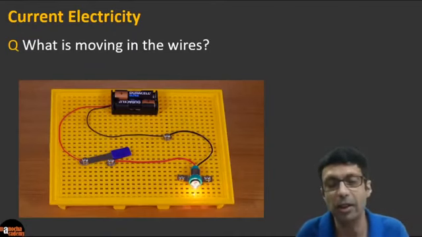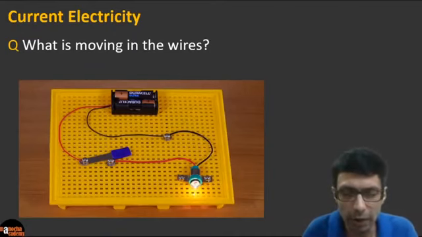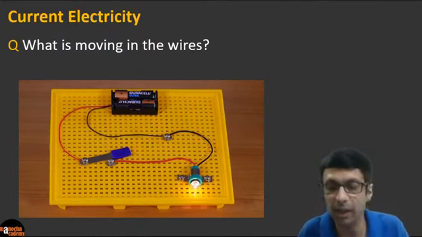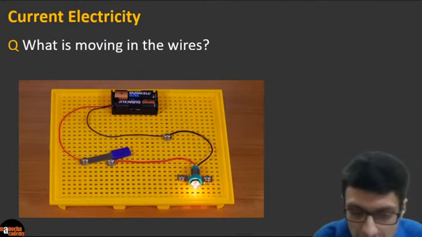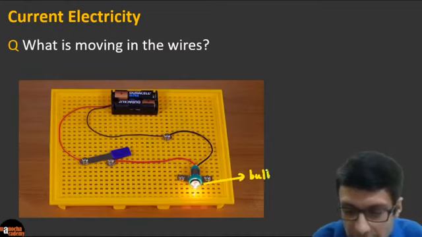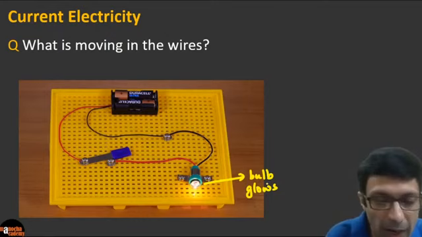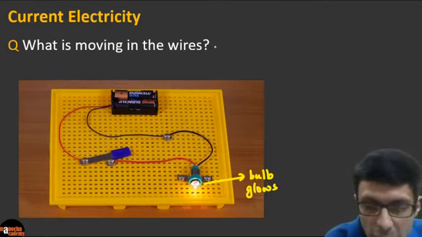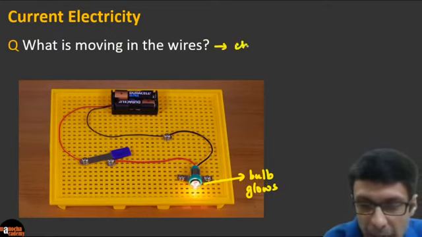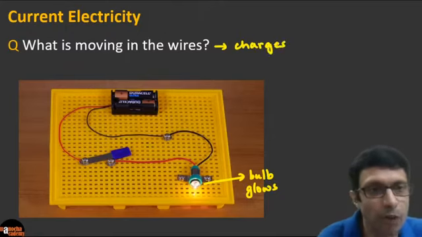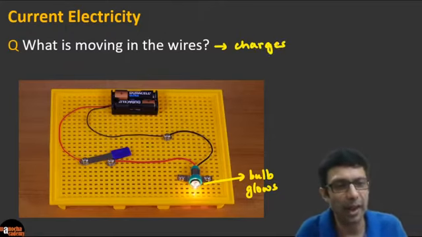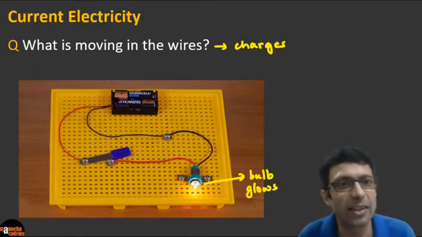So let's look at current electricity, right? So we said what is moving in this. So can you see this setup? Can you see the bulb is glowing here? So clearly current is flowing, right? The bulb tells us, because the bulb glows, so definitely there is current electricity present in this circuit, right? And what is moving in the wires, right? So we know that, guys, charges are moving, right? But can you tell me exactly what charges are moving? So is it protons, electrons? It can't be neutrons, right? Because neutrons don't have any charge. So what do you guys think?